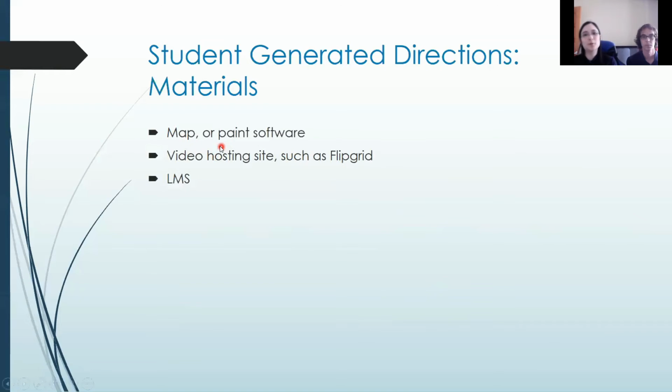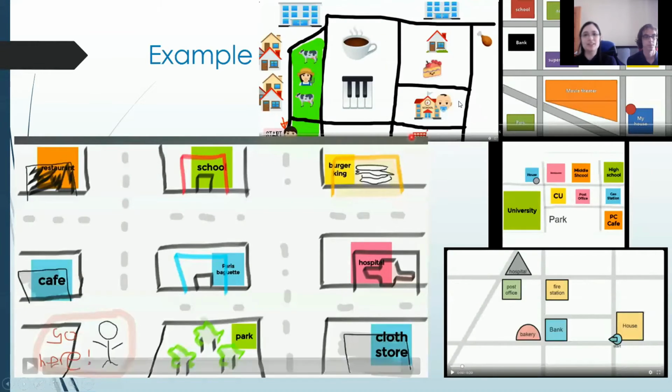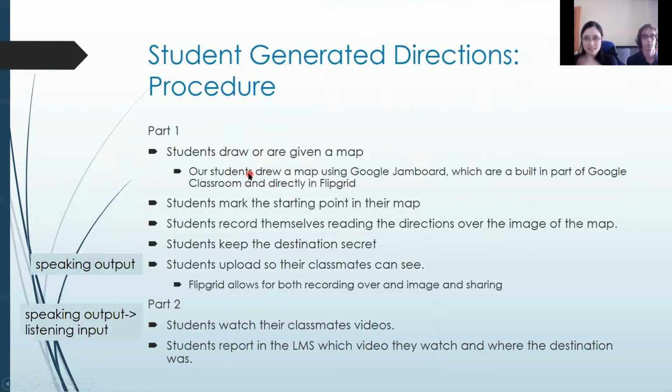In this case, you'll probably need some sort of map software or drawing software to give the students, as well as Flipgrid. We actually had students draw directly in Flipgrid later, and that worked just as well as having them use Paint. The students marked the starting points. They recorded directions, themselves speaking. They didn't tell in the video where their target was. And then again, they were uploaded for their classmates to see.